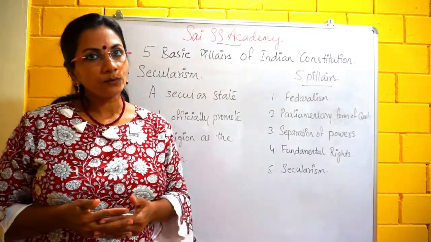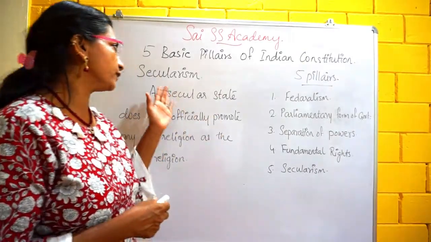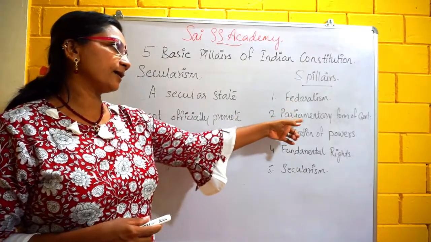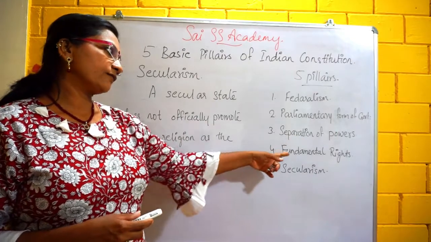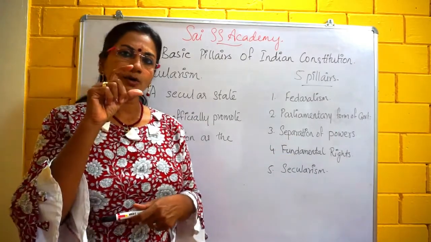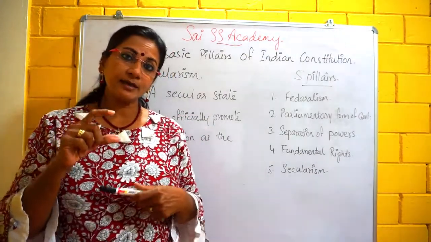Okay, children? Now, I think you got a clear idea about the five pillars of the constitution. Which are they? First, federalism. Second, parliamentary form of government. Third, separation of powers. Fourth, fundamental rights. And fifth, secularism.